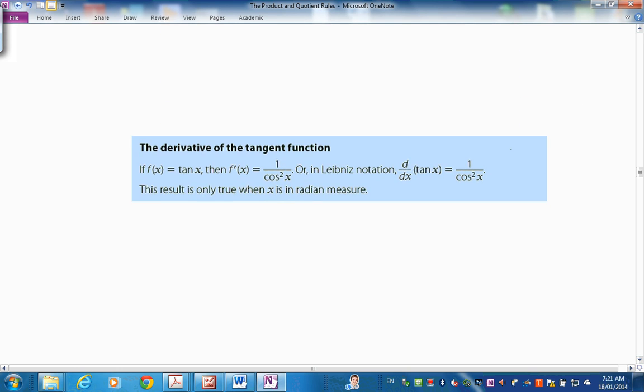First of all, we'll just summarise that. You are expected to know, although this is in the formula booklet, that if you have a function tan x, its derivative is 1 on cos squared. Alright, very good. Let's go down.